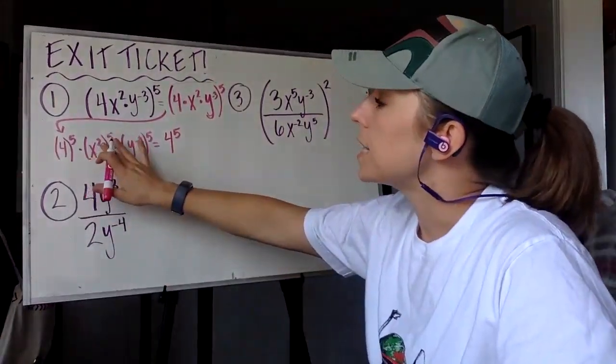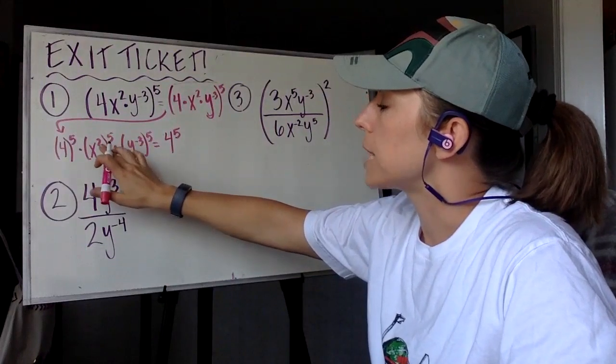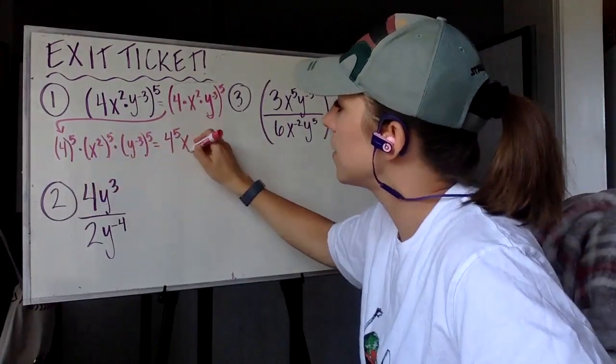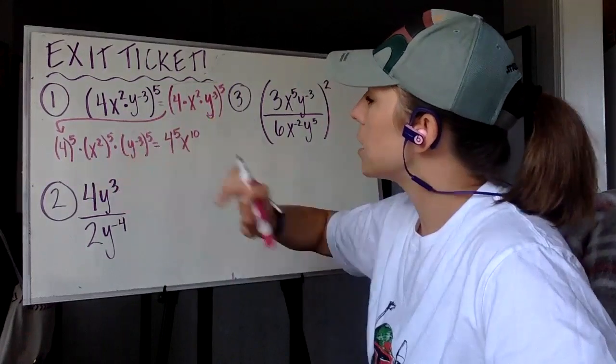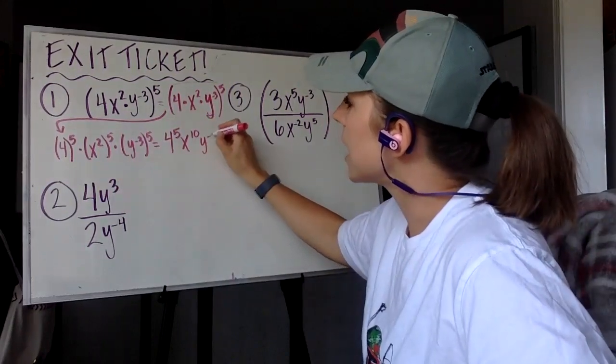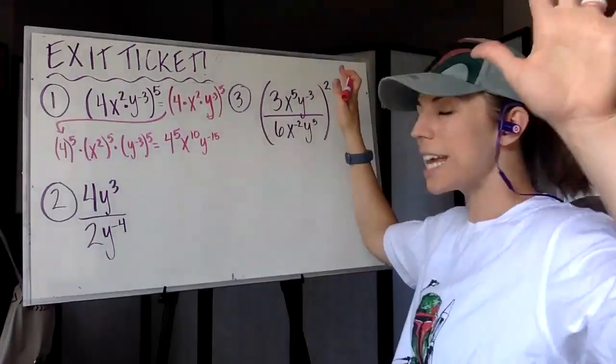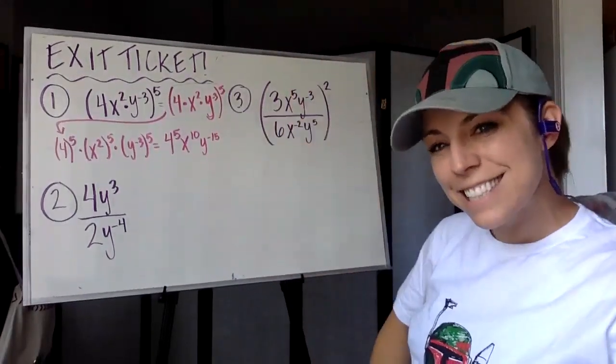X squared to the power of 5, that's a power of a power, which means we can multiply those exponents. 2 times 5 is 10. And y to the negative 3 to the power of 5 is y to the negative 15. Everything is great, and we are done, right?